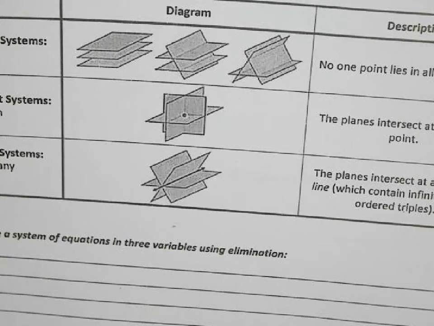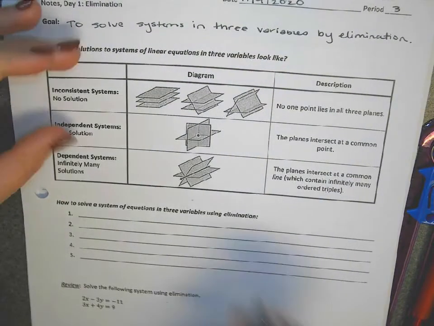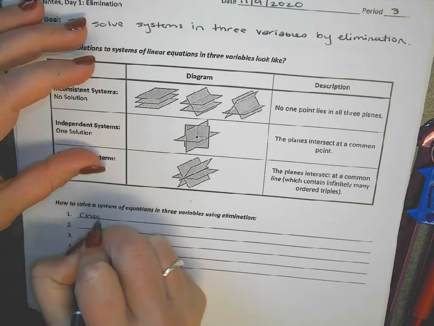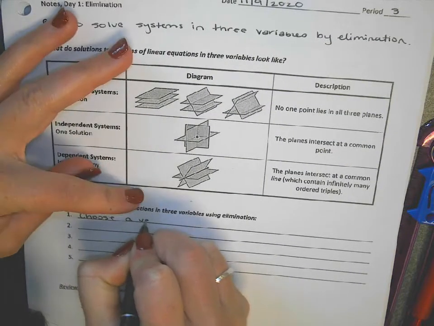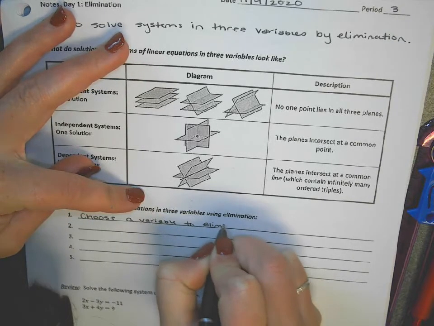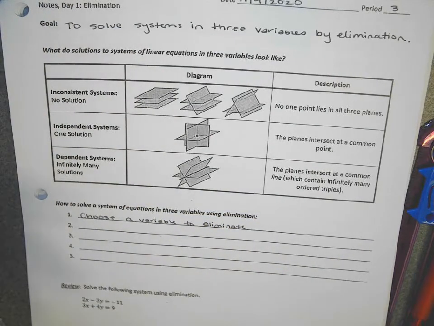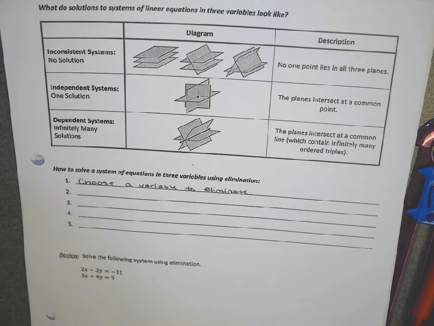Okay, so solving a system using elimination. The first thing that we're going to do is choose a variable to eliminate. Before, you could eliminate x or y. Now you can eliminate x, y, or z. So you have to choose which variable you're going to eliminate.